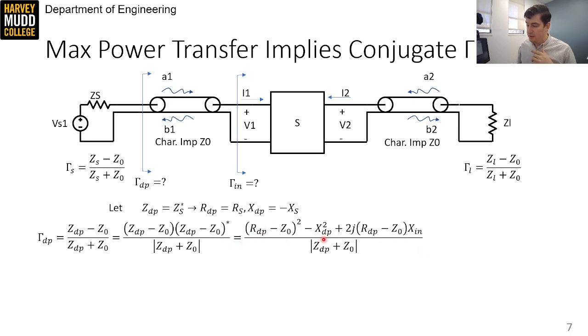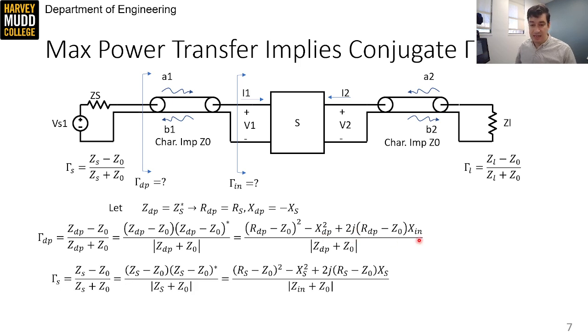So this is real, because the j's multiplying cancel each other out. This is complex. We can do the same thing with gamma s. And if we look closely, we can see something interesting about these expressions. The first two terms in the denominator are going to be purely real and identical. Here RdP is equal to Rs, XdP squared is equal to Xs squared. But this third term has XdP and Xs in it, and those two have opposite signs.